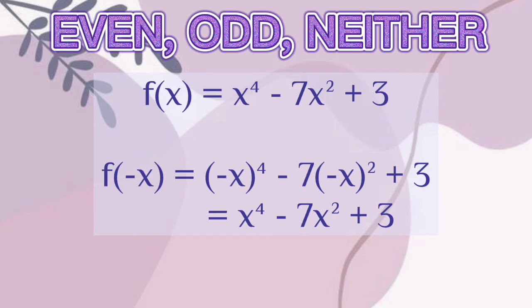So first, we will square the negative x. We will have a positive x squared since negative times negative is equal to positive. Then positive x squared times negative 7 is equal to negative 7x squared. And then just bring down the constant number, which is 3. So we will have the final answer of x raised to 4 minus 7x squared plus 3. Therefore, we have an even function once again.